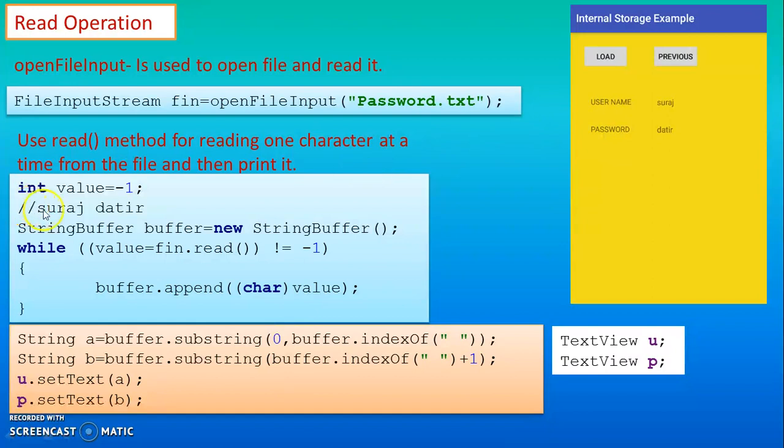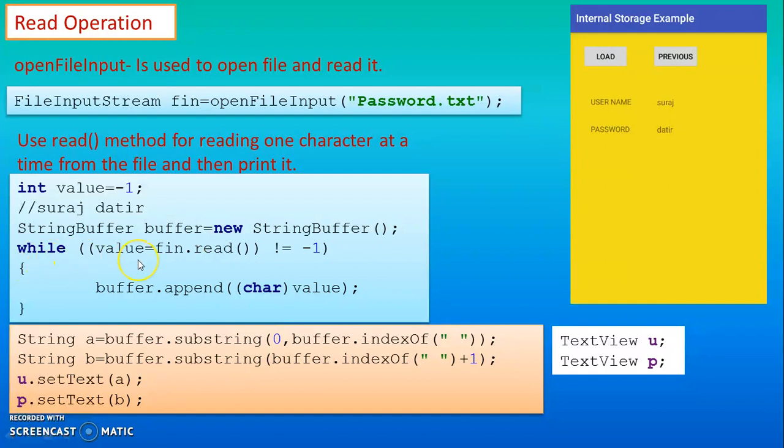Okay, suppose our username is Suraj and password is Datir. Means in the file Suraj Datir information is stored, and then our task is we have to read this information. So first you have to create a string buffer object, because by using string buffer you can easily access value and you can change value also. So by using string buffer you can perform the reading operation.